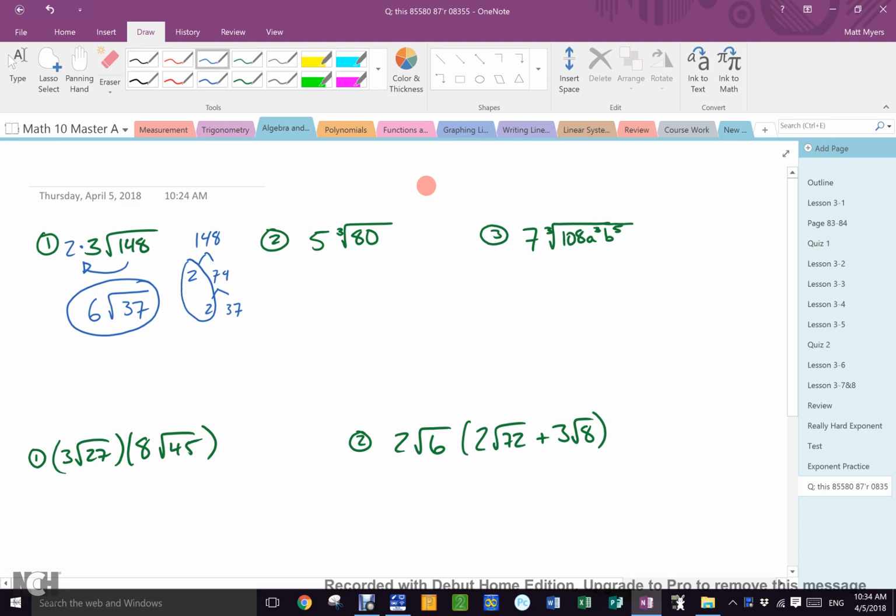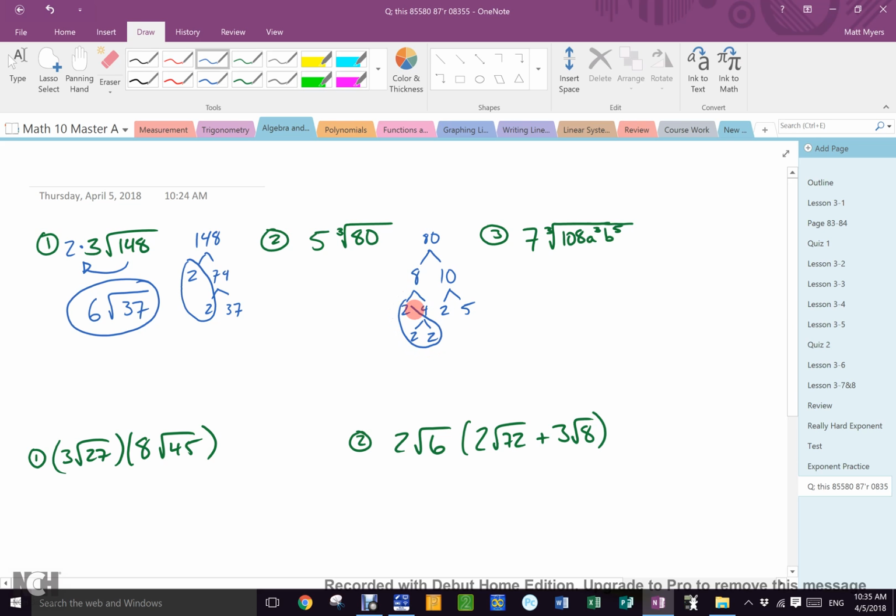Understand what is going on, and it requires you to have memorized cube roots. Since most of you have not memorized the cube roots, I will proceed to do this the long way. 80 breaks down into 8 and 10. Now, I can stop there because I know 8 has a cube root. But some of you don't know that, so you would continue to break it down. 2 and 4, 2 and 2, 2 and 5.